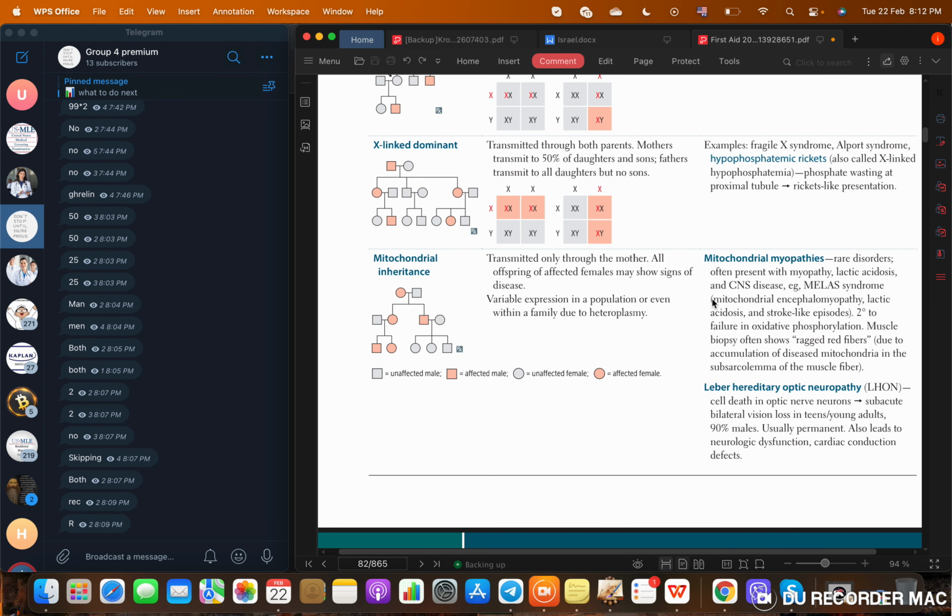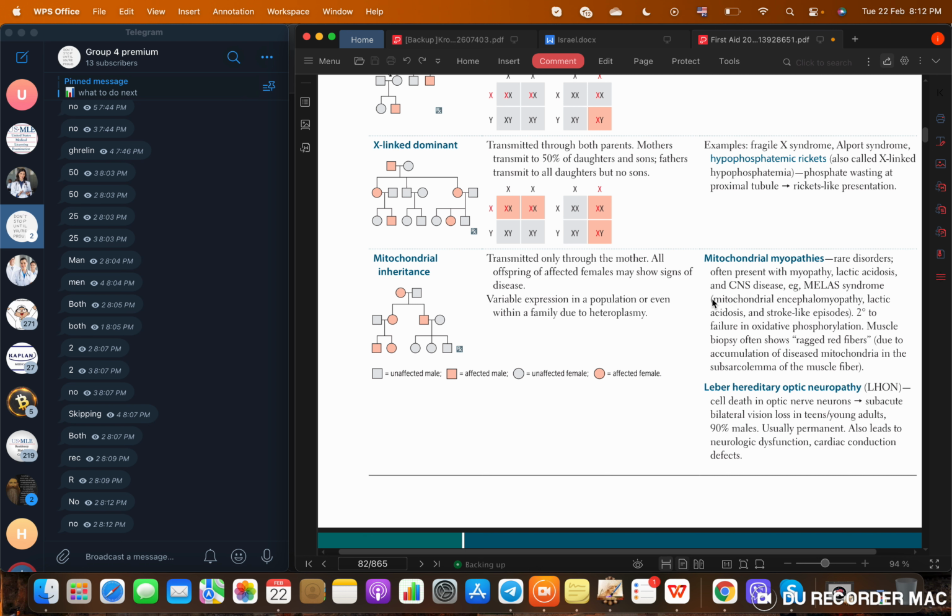X-linked dominant. X-linked dominant. Is it skipping generations? No, it's not skipping generations. It's affecting every single generation, actually. Okay, good. And the next question comes: well, is it affecting men or ladies? Now, this one is tricky because actually it can affect both, okay? But there is something to notice here.